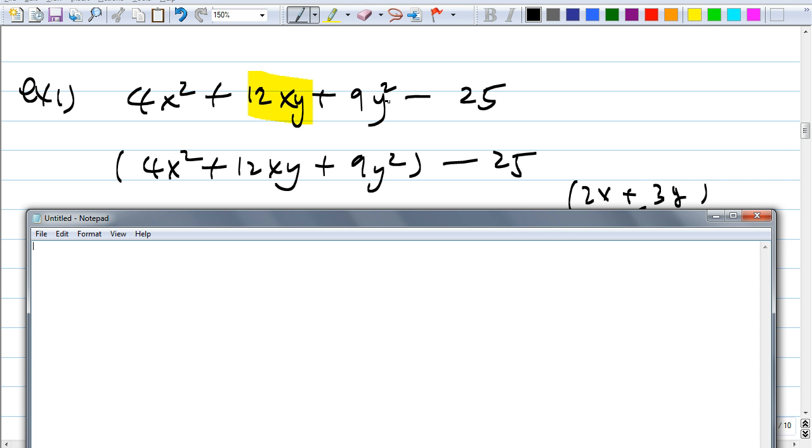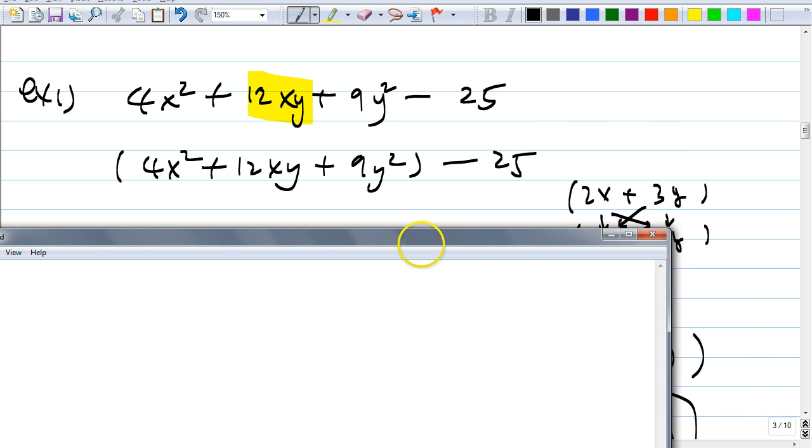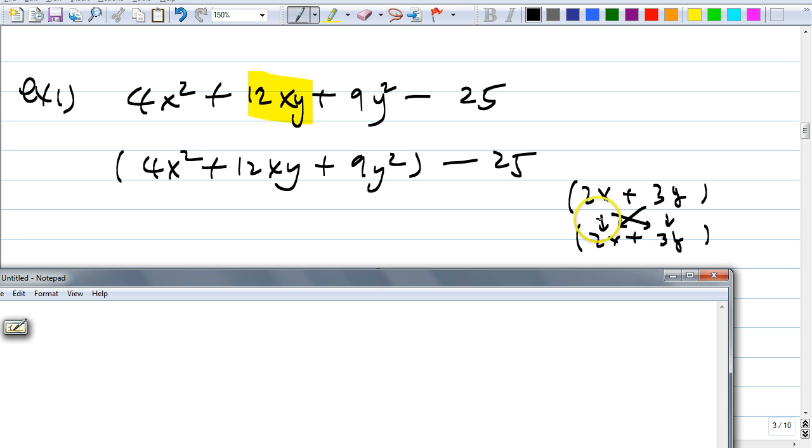4x squared plus 12xy plus 9y squared. If you're not so sure, you could do it on the side. Well, how many ways are there to get 4x squared? Do you want to try with 4x and 1 first or just 2x and 2x? And then 3y, right? Doesn't that work? So, Austin, what do I get? The first 3 terms become 2x plus 3y squared.